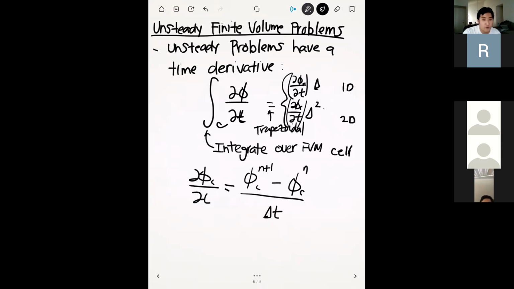And then both of those are going to be evaluated at phi sub c. Okay? And so what we're going to do is plug this in here, and then that's our time derivative term. Okay? And so the order of business is basically we're going to combine this together with everything else that we've done before. So we're going to combine this with our convection term, our diffusion term, and our source term.